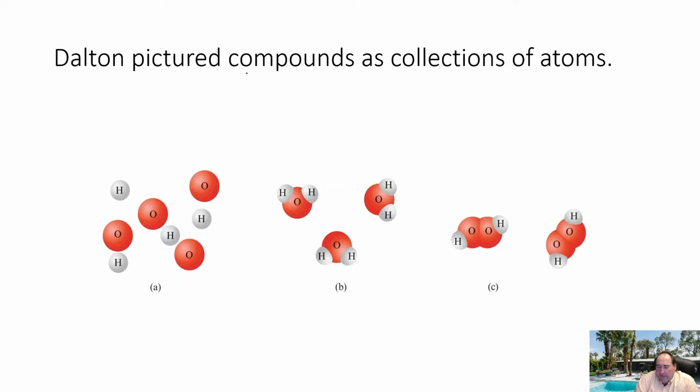So this is how Dalton pictured a collection of atoms. And again, it goes back a little bit to what we were talking about in another chapter. We have only certain numbers of elements, and a different combination of these elements will give us different compounds, and they'll have some different properties.